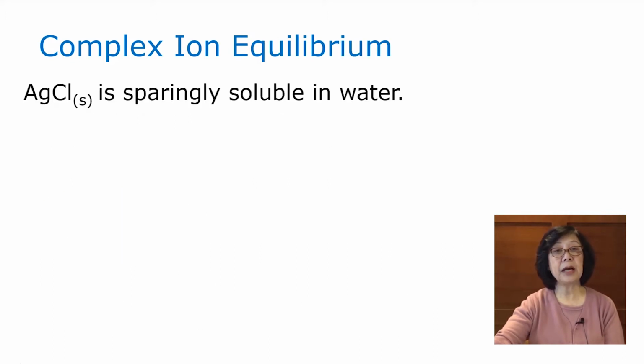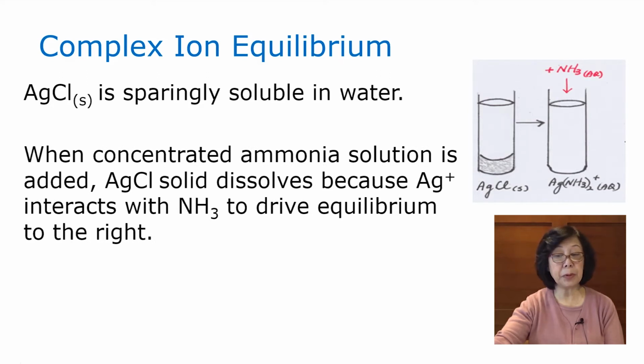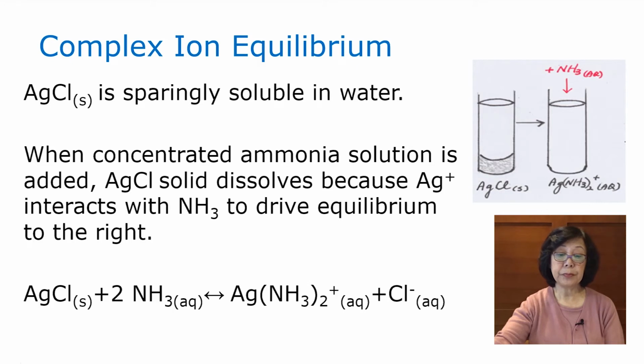Now, let's take a look at silver chloride. It is sparingly soluble in water. So when concentrated ammonia is added to the saturated solution of silver chloride, it actually clears it up. It dissolves the silver chloride as in the diagram on the right-hand side, because the silver ion will interact with the ammonia, driving the equilibrium to the right. So here's an equation. Silver chloride, a not very soluble solid, when added to ammonia, will then form the complex ion, which will dissolve the silver chloride.